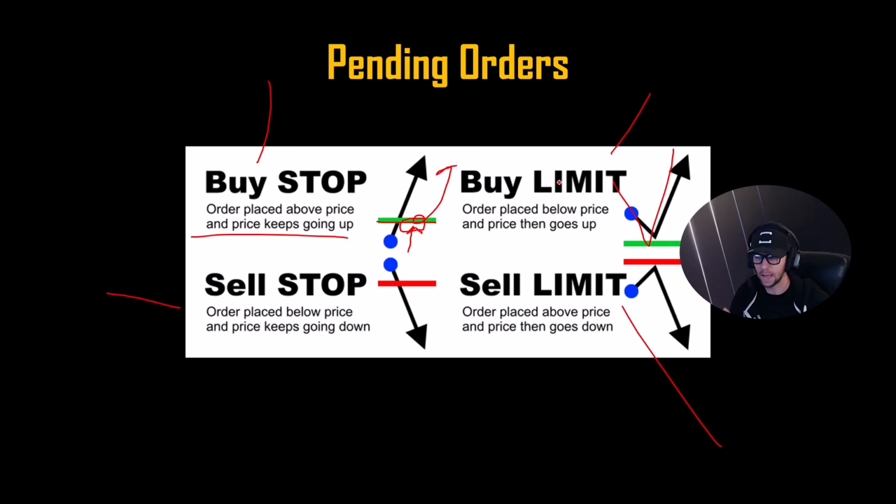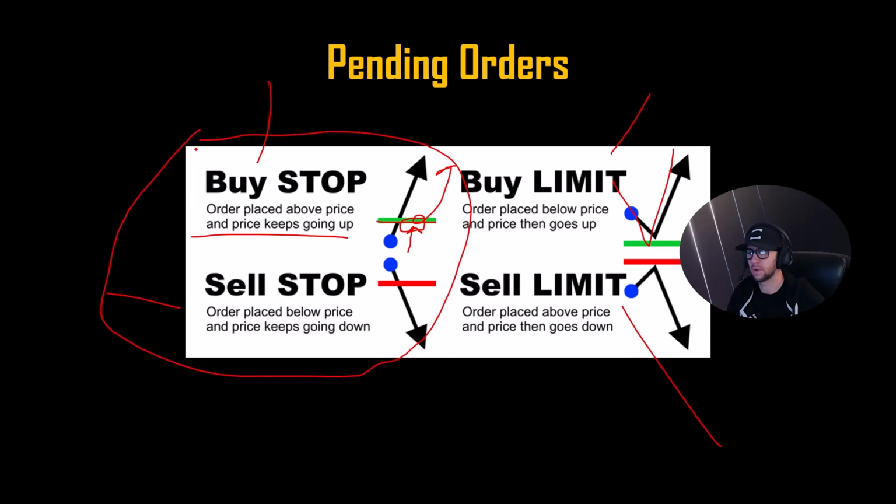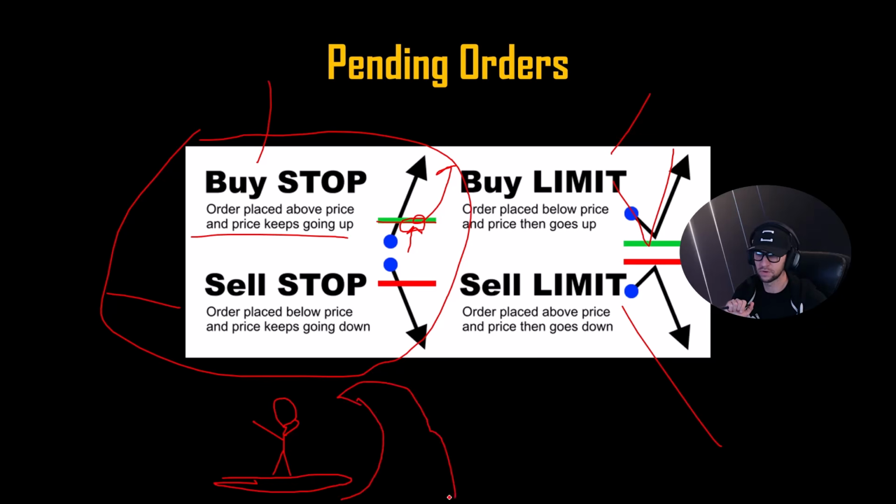So with a buy stop, it's one of those things where the move's already happening. The perfect example with a buy stop or sell stop, guys, is the best way I could break this down for you. Imagine this is you, and you're in Hawaii, and you're on a surfboard. A buy stop and sell stop is like the wave's already coming. So you're already standing up on your surfboard, just riding that wave.